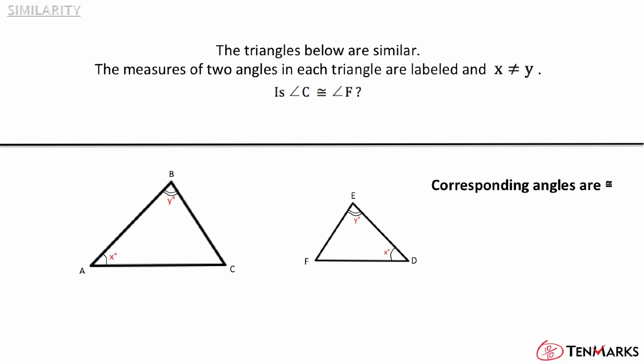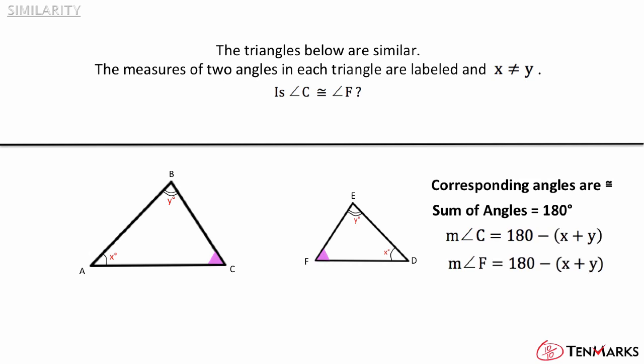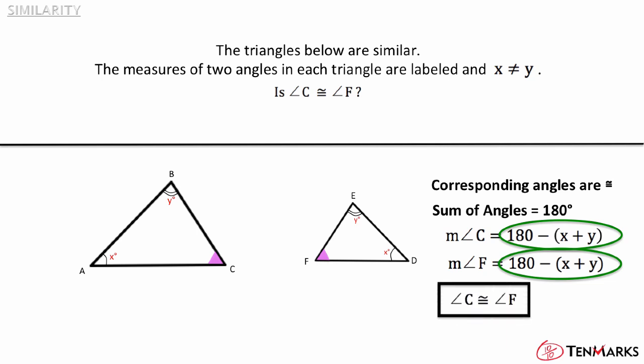And what do you know about the sum of the angles in a triangle? The sum of the angles in a triangle is equal to 180 degrees. The measure of angle C is equal to 180 minus the sum of the measures of x plus y. What about the measure of angle F? That is also equal to 180 minus the sum of the measures of x and y. Since they are both equal to the same thing, the angles are equal, or congruent, to each other. So the answer to this question is yes, angle C is congruent to angle F.